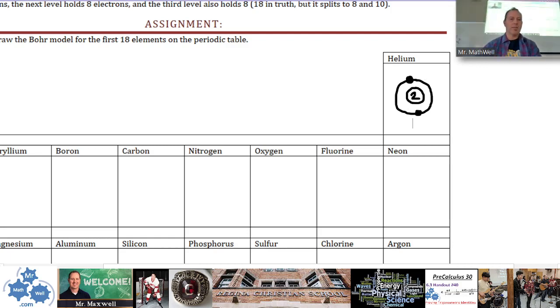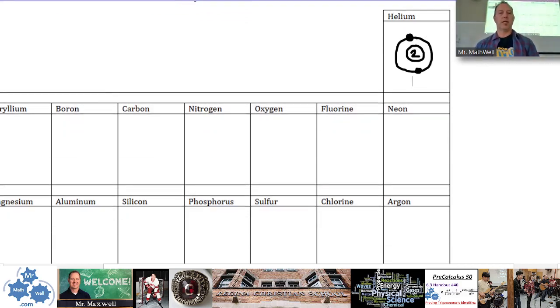All right, now I'm going to skip down to neon. How many protons in neon? It's 10, so you put a 10 in there. Now we have to fit 10 electrons in rings around the nucleus. In the first ring, how many electrons can I have? 2. You can put them beside each other or across from each other. They're both negatively charged, so they would want to stay away from each other as much as possible. So I always put them on opposite sides, but it doesn't matter.